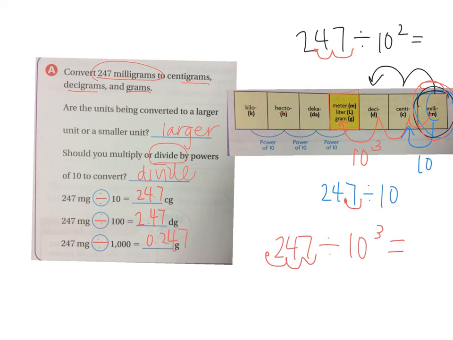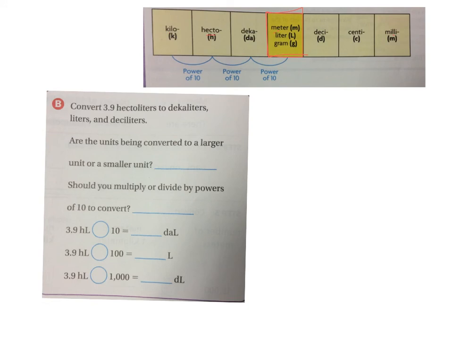0.247 grams. This practice problem asks us to convert 3.9 hectoliters, which is right here on the chart, to decaliters, liters, regular liters right here, and deciliters. You can see from the chart we're moving towards the right, which means we are converting to a smaller unit. And when that happens, in order to convert from a larger unit to a smaller unit, you multiply by powers of 10. To move from hecto to deca, we have to multiply by 10 to the power of 1, which would be 39.